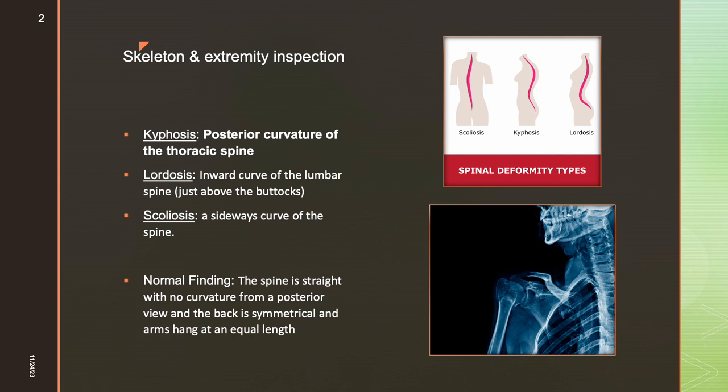Sometimes the natural curvature is not aligned properly or it's exaggerated. And this results in the conditions of scoliosis, kyphosis, and lordosis. So first off, kyphosis is a rounding of the spine in the upper back.